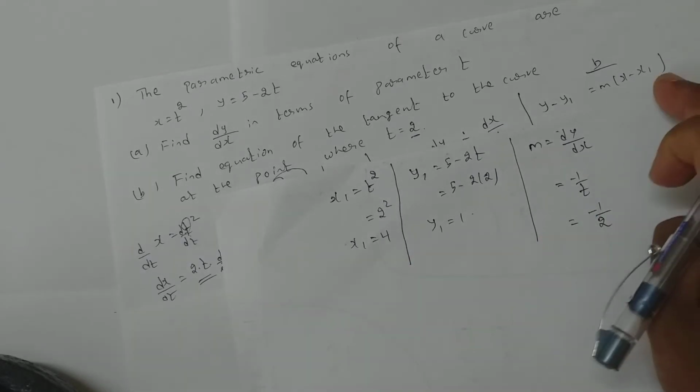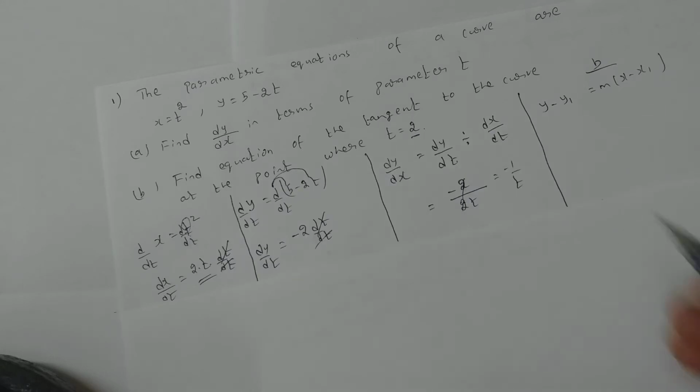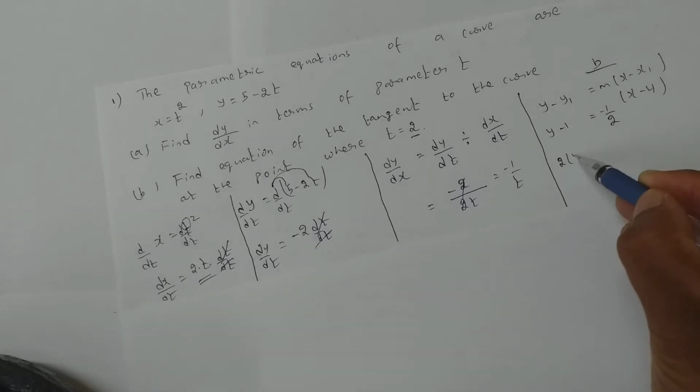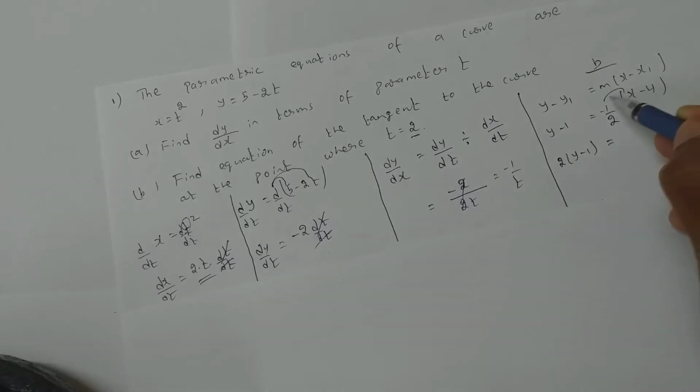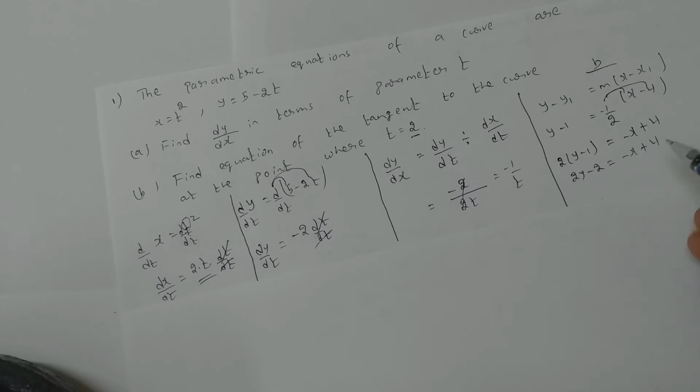Put all these values in this, you will get the equation of the tangent. So now it becomes y minus 1 equal to minus 1 by 2 times x minus 4. Okay, now 2 will come here. So it becomes 2 times y minus 1 equal to minus x plus 4. Here it is 2y minus 2 equal to minus x plus 4. Bring x this side. x plus 2y minus 2 minus 4, that is minus 6, equal to 0. So this is the equation of the tangent.